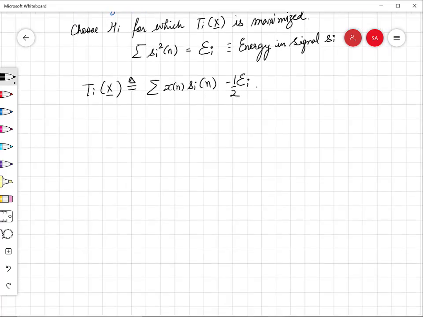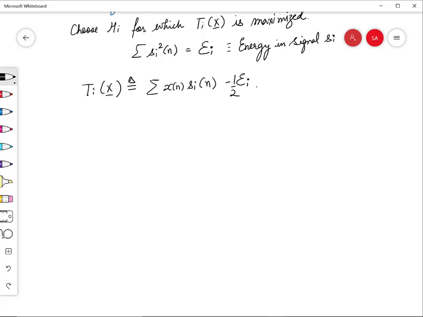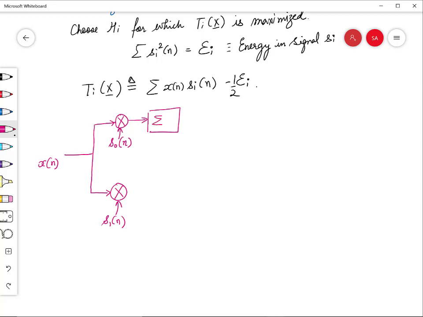So I can also draw a correlator for this kind of a setting. How do I detect? I get my input sequence x[n]. What I first do is multiply it by, so I have two sequences, S0 of n on one side and S1 of n on the other side. Then I take a summation from n goes from 0 to capital N minus 1. Again the same thing here, summation n goes from 0 to capital N minus 1.